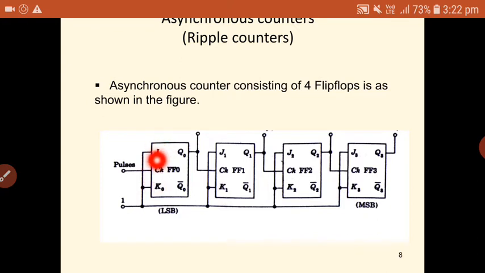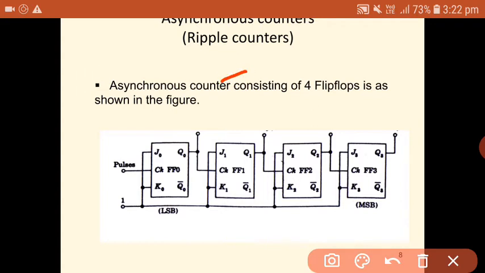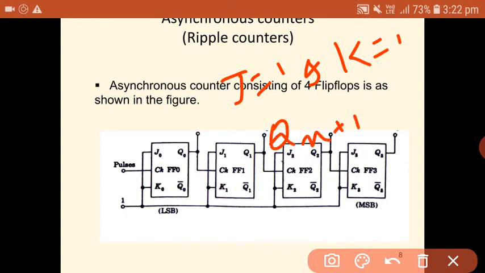So whenever J is equal to 1 and K is equal to 1, then present output will be equal to complement of the previous output. So for J is equal to 1 and K is equal to 1, the output of JK flip-flop Qn plus 1 will be equal to Qn bar.